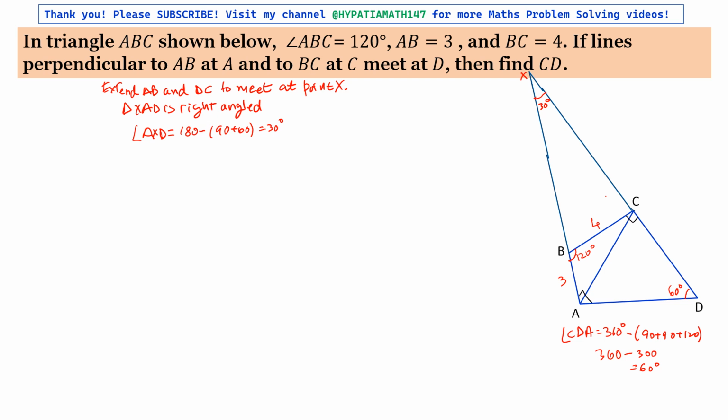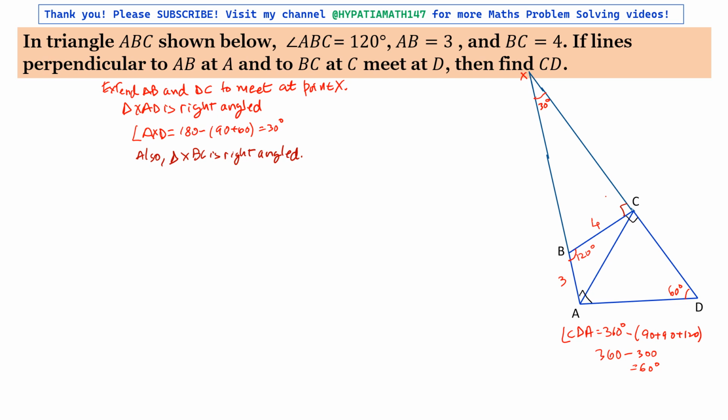So what is happening is there's another right angle triangle that I missed, that is angle BCX. So triangle XBC is also right angled. The advantage of having XBC as a right angle triangle is that we know the length of BC, and BC is 4, so we can apply trigonometric ratios.